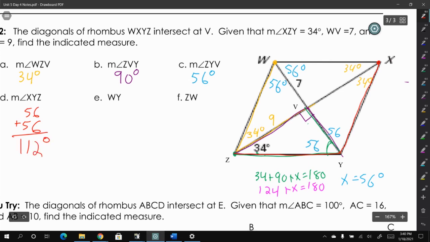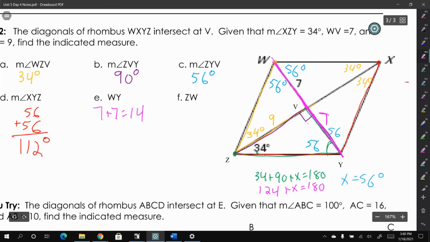And then WY, how long is WY? Well, WV is 7, but we want to go to WY. So since this is a parallelogram, it's a rhombus, but a rhombus is a special type of parallelogram, we know that the diagonal is bisected. So from V to Y is also 7. So 7 plus 7 is 14.